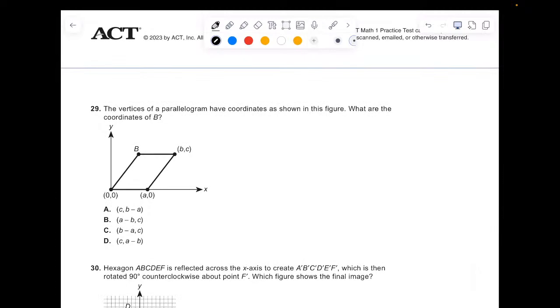The vertices of a parallelogram have coordinates shown in the figure. What are the coordinates of B? Okay. So we're going this distance, right, is the same as this distance. So it's going to be B minus A. And then the y value is going to be C. Yeah, I think that's right. B minus A, C. Okay.